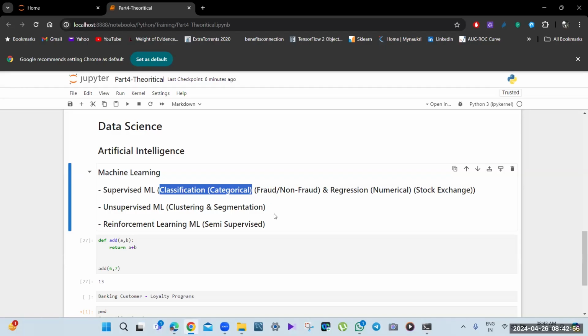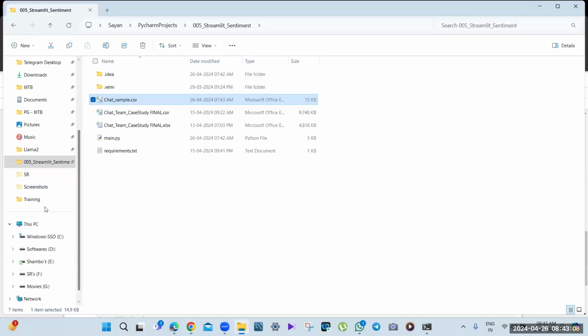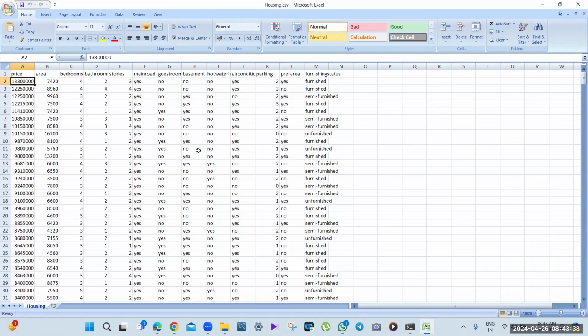So the first thing is we need to identify what my output data is, how my output data looks, and accordingly I have to take a call. If it is okay, let me take some other data. Let me show you something.